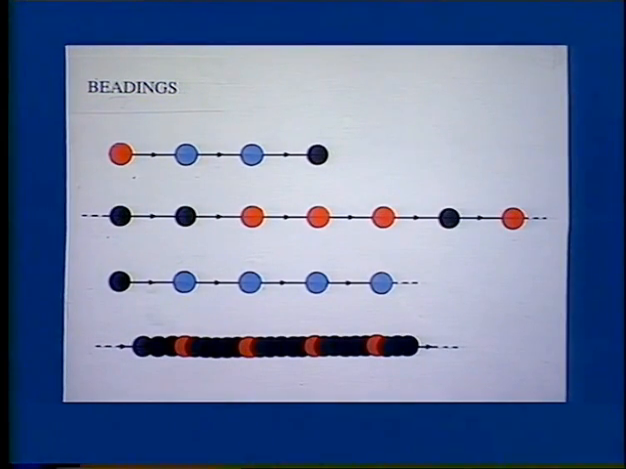And I shall call these beadings. A beading is a string of coloured beads laid out in a line from left to right. And here are some examples of beadings. They can be finite. In the top beading there are just 4 beads. They can be infinite. In the second beading the string goes off infinitely far to the left and to the right. In the third it goes infinitely far off to the right.